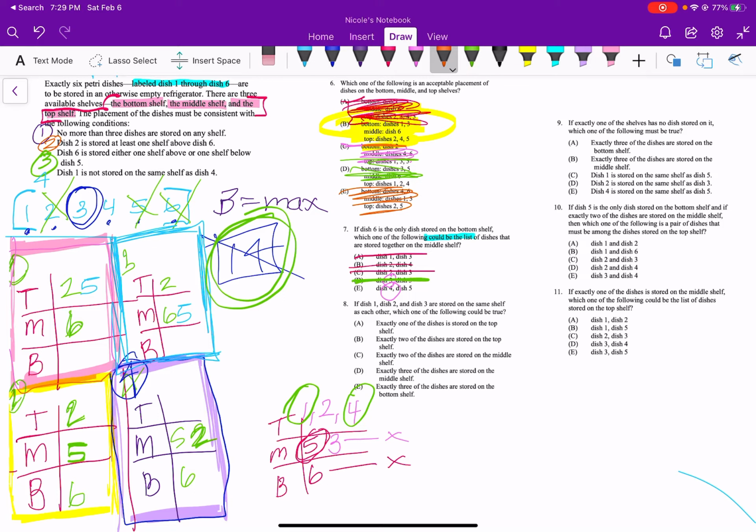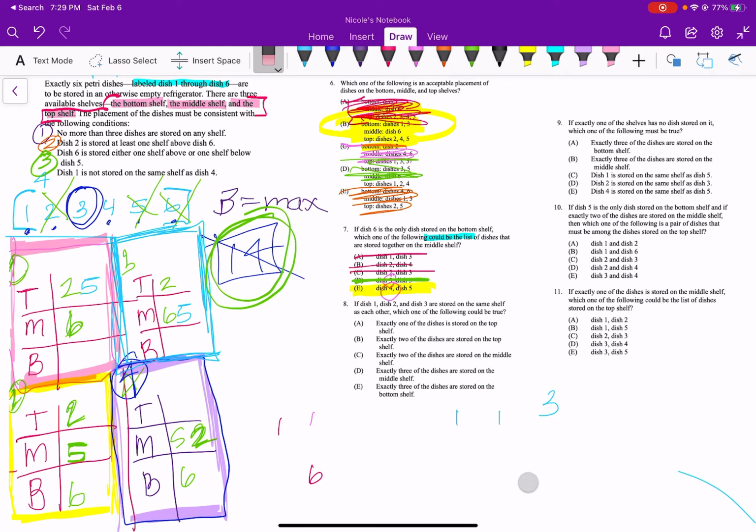And then just to show you why E works, versus on this other one, we have top, middle, bottom, 6 and 5. It's saying that the only other one is going to be 4, because it would put 1, 2, and 3 on the top, and we have this 1 and 4 split. So that's great, and so E is going to be our answer.